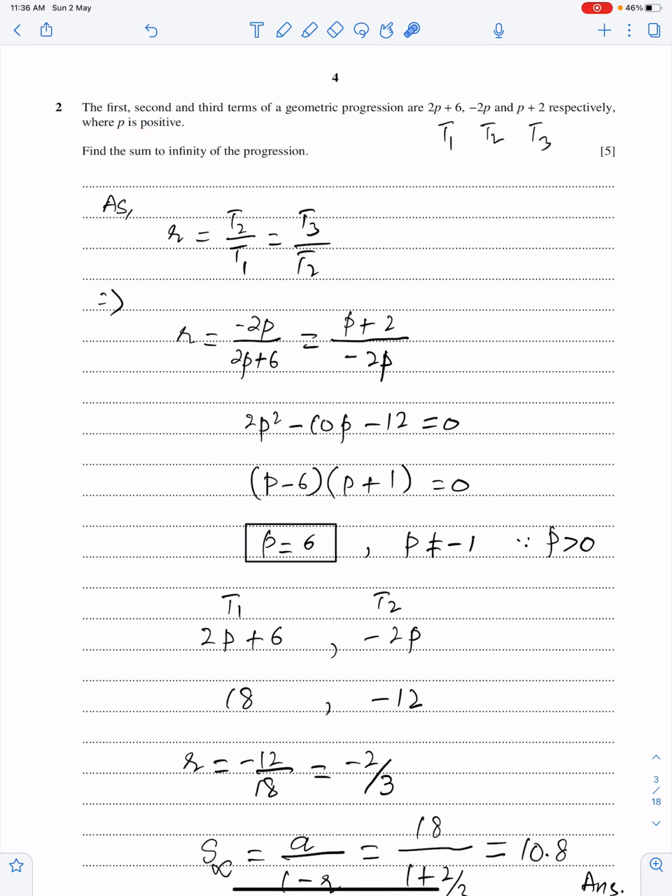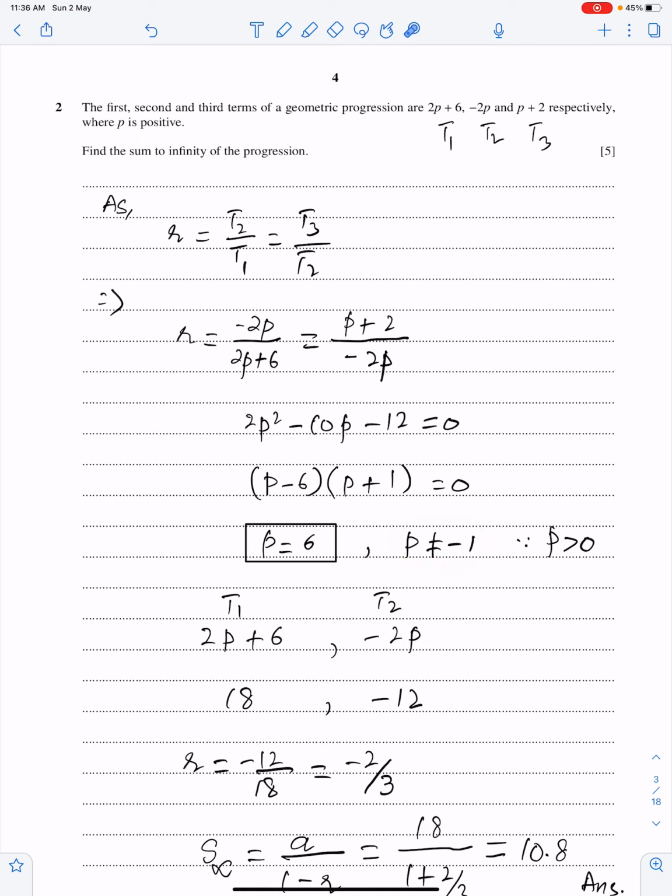Whenever we have three consecutive terms of a GP, we always use this formula to get the value of R. So by substituting the values of T1, T2 and T3 into this formula, we have this. And by solving this equation, we have the values of P: 6 and minus 1. Minus 1 is not required because P is positive, so we just need to reject this value. So this is the required value of P.